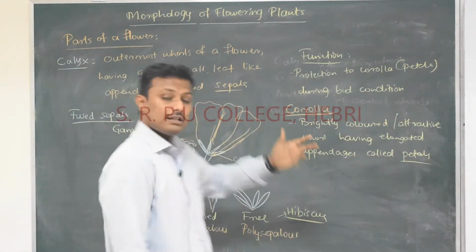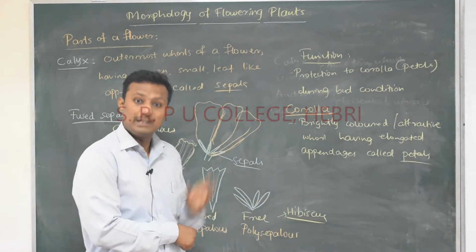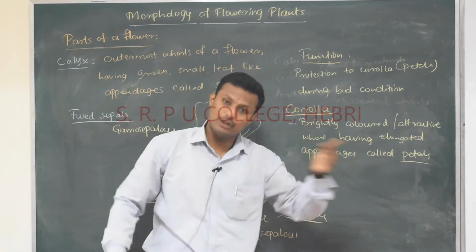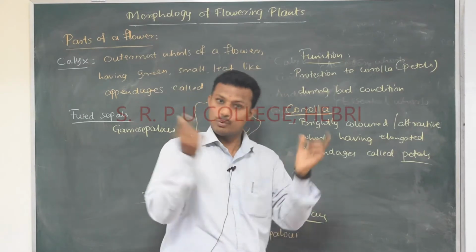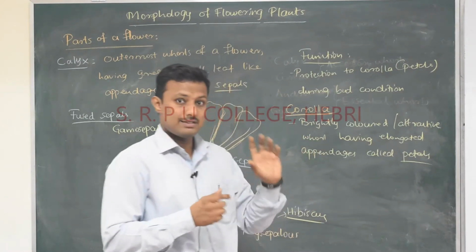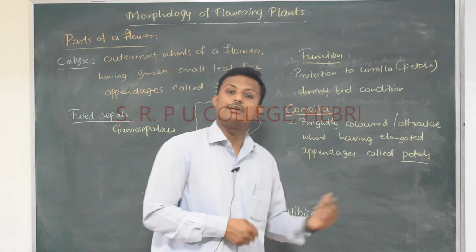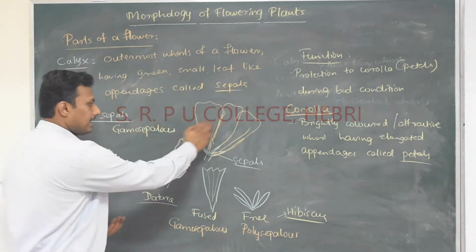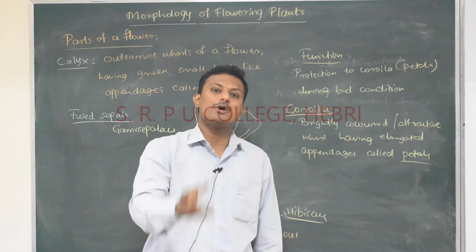Okay, and see how the appendages of this whorl look, they are very brightly colored, right? And also they are more elongated than those of the calyx, and this is the second whorl from the outside, right? So this is the second outermost whorl, and the appendages of this particular whorl are called petals. So you are seeing the petals here. Look at any flower, the beauty of the flower is mainly because of the petals.